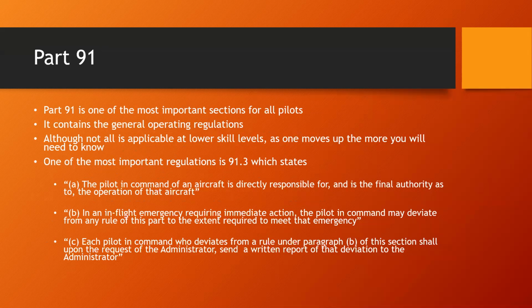And they might be required to submit a report upon deviating, depending on the scenario. But 91.3 is one of those big ones that it's probably good to have memorized, at least to an extent of knowing what parts A, B, and C are and what that means.